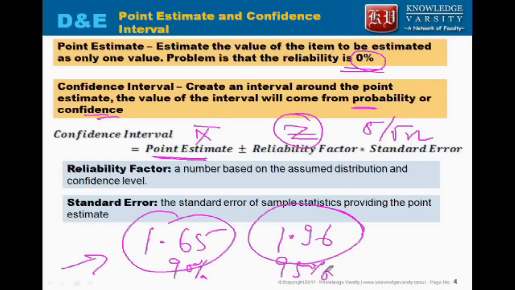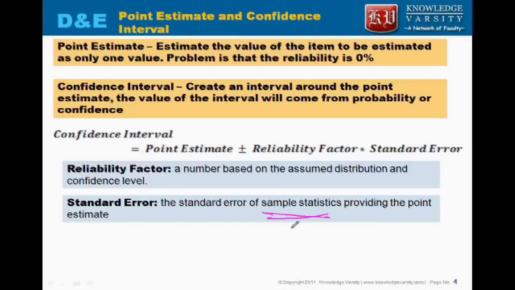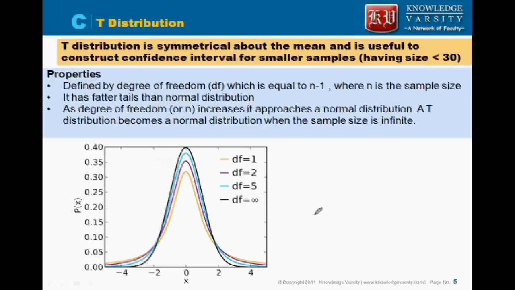The reliability factor is a number based on the assumed distribution. The standard error is the error of the sample statistic, that is, the error of the distribution that you have got. Now let us understand another distribution, and it is known as the T distribution.